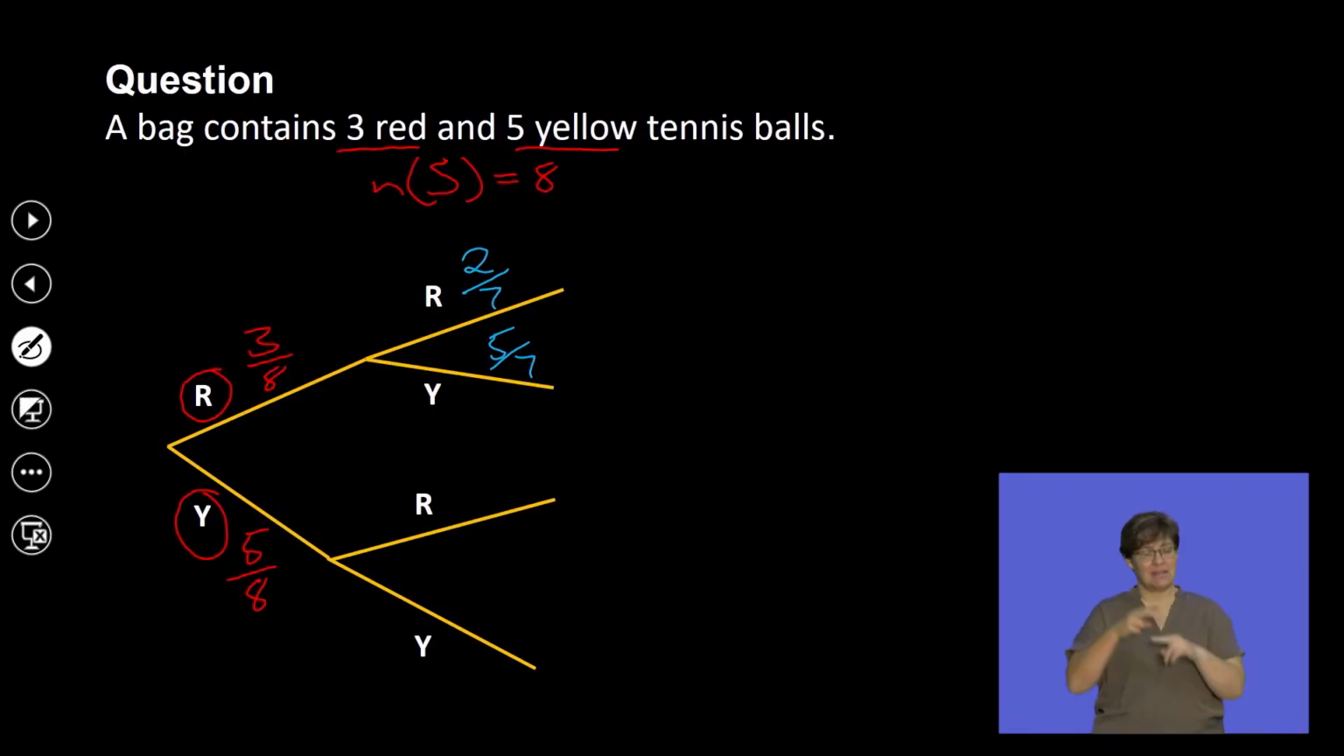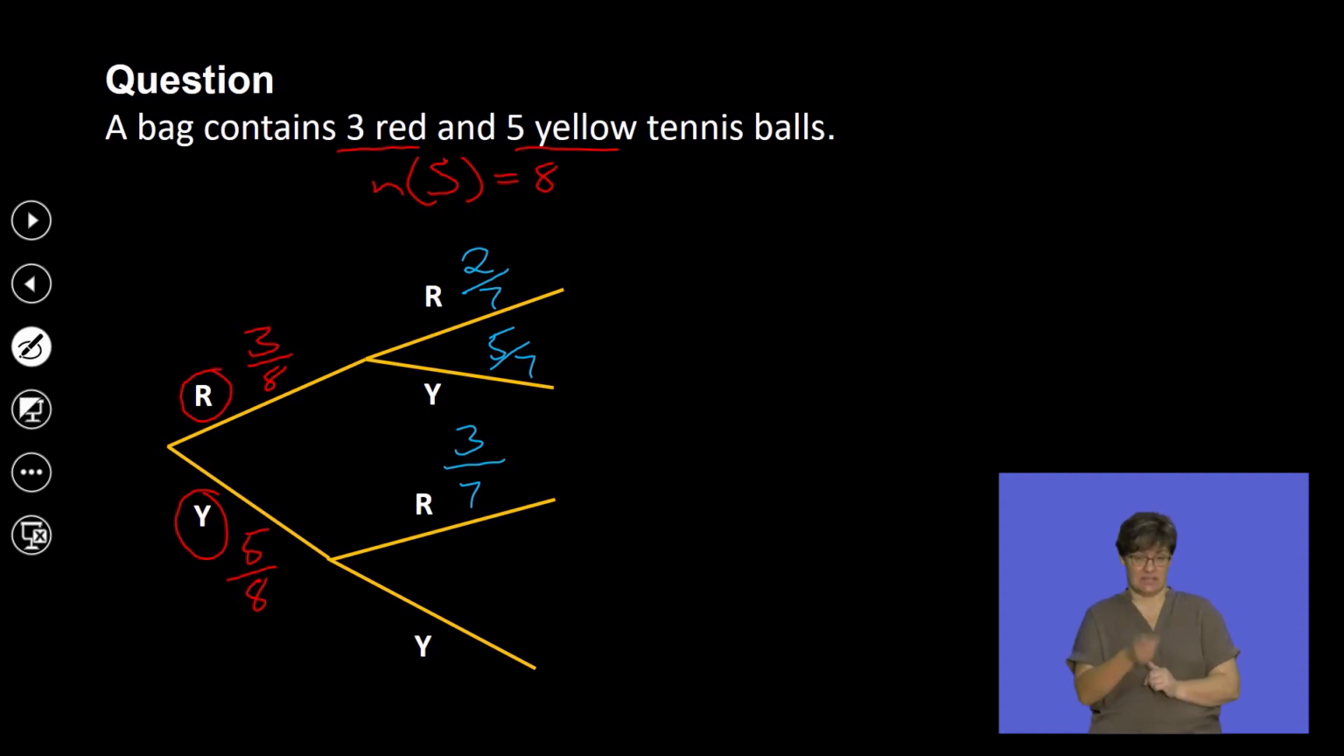Now, let's move on and recognize the following thing. What about if we chose the yellow ball to start with? So I've chosen a yellow ball that's on this stem, and I now choose a red ball. Well, that means that I have 7 balls in the sample space, and I didn't choose a red ball to start with. So if I'm going to choose a red ball in this case, there's going to be a probability of 3 out of 7 of getting that red ball.